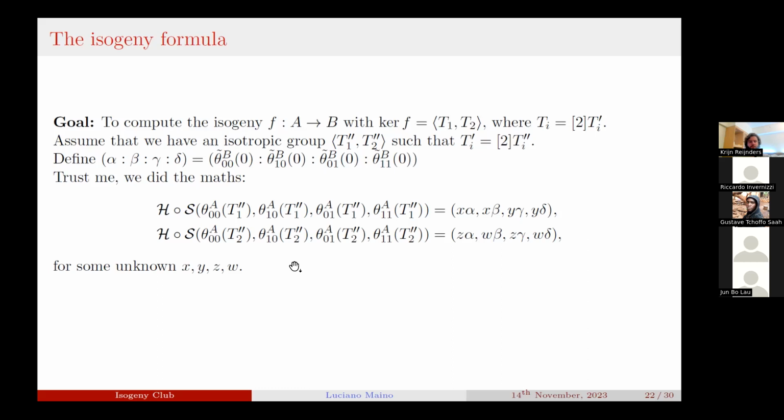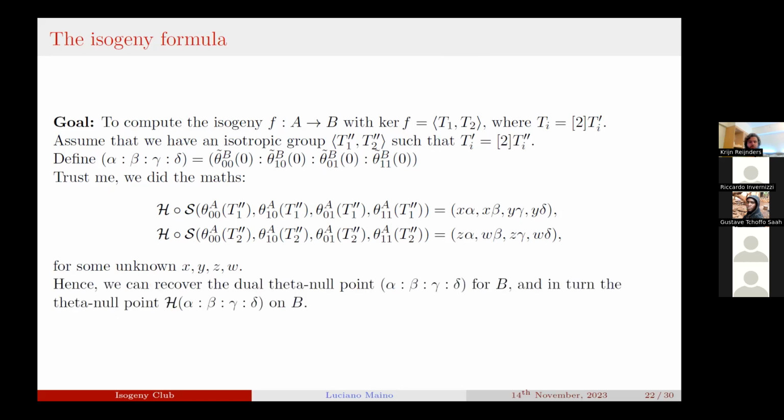And if you do the same, applying the squaring operator and the Hadamard operator on the theta coordinates of T2'', you have X alpha, W beta, X gamma, W delta. The goal is to recover alpha, beta, gamma, delta, but the quantities X, Y, Z, W are not known to you. That's not relevant, because what we're going to do right now is recover the dual theta null point, alpha, beta, gamma, delta.